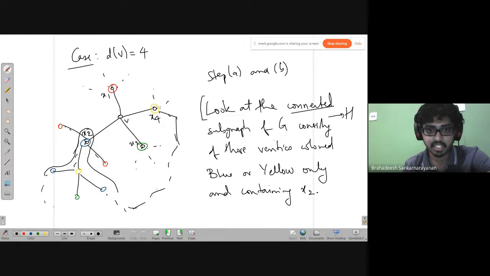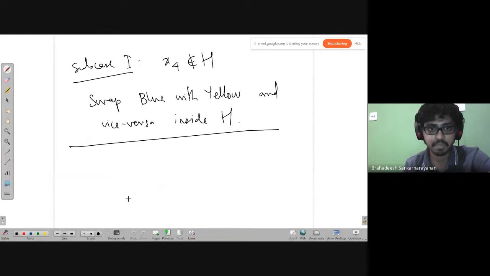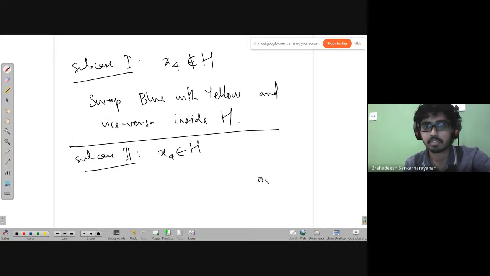Let me draw a newer diagram, because this diagram has become quite messy. So subcase 2, X4 is in H. That is to say, you have a vertex V here, you have this vertex, this vertex, this vertex, right? And we gave them these colors. X1, X2, X3, X4.